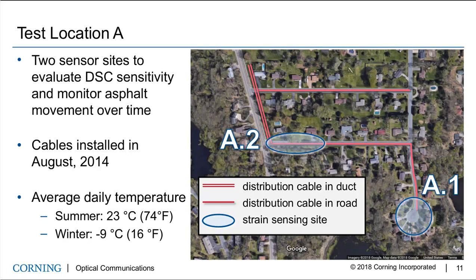These cables were installed in August of 2014, and during the summer, the average daily temperature was about 23 degrees C, and in winter, -9 degrees C. So the average summer to winter temperature fluctuated by 30 degrees.